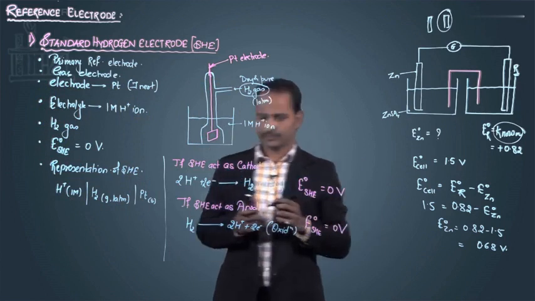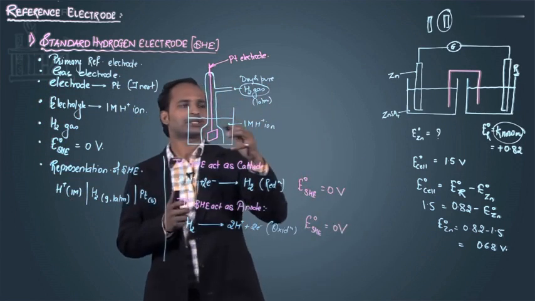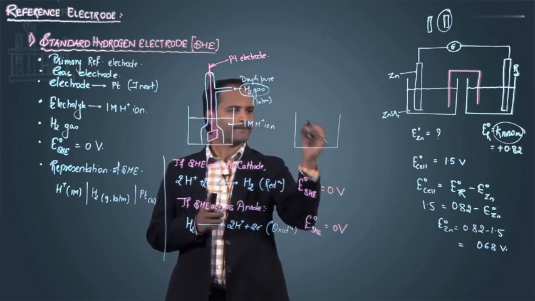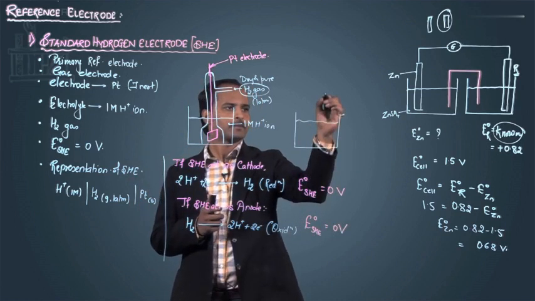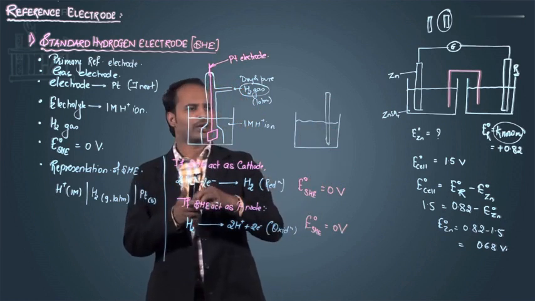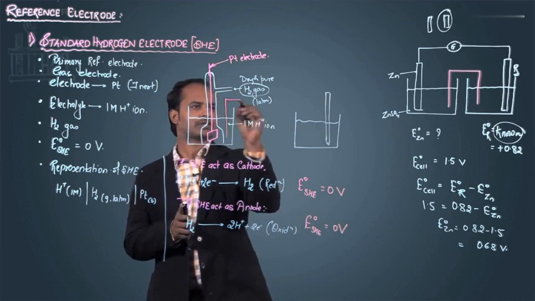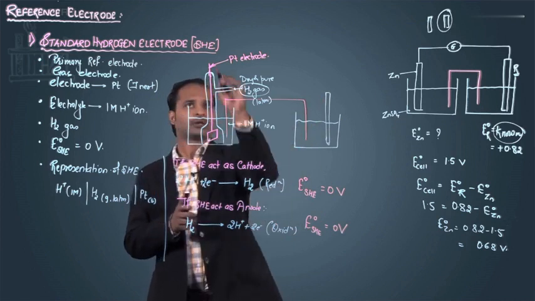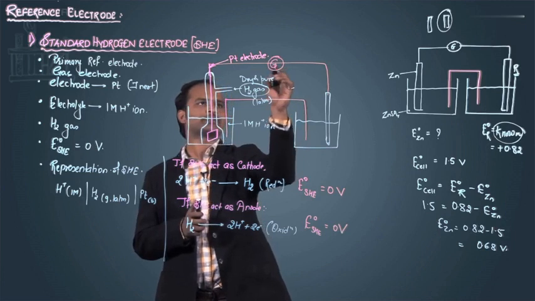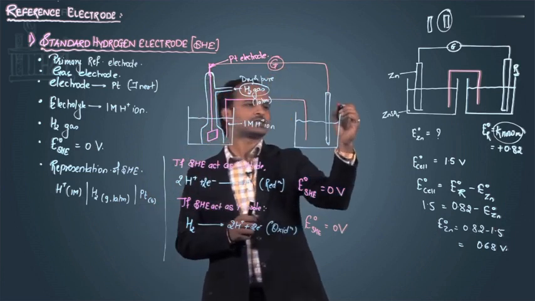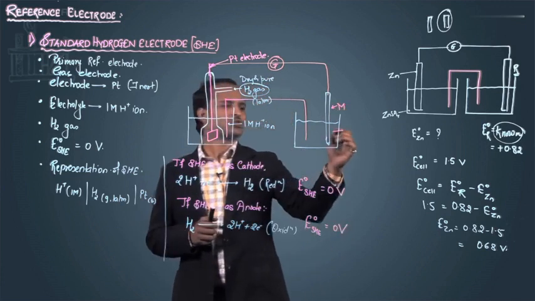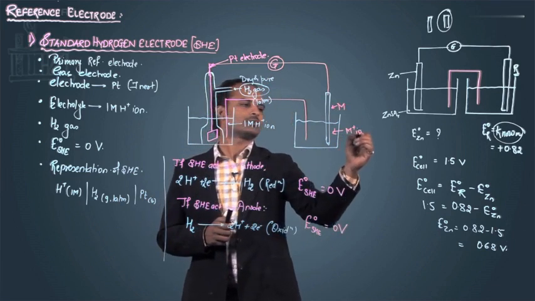Now how does it work? Suppose I want to know the electrode potential of this particular electrode, this is the electrode whose potential is to be determined. So I will use a salt bridge between these two. This is the salt bridge, and both of them are connected with the help of a metal wire. There is a galvanometer. I want to know the electrode potential of this electrode M, and the solution contains the same M plus ion solution.